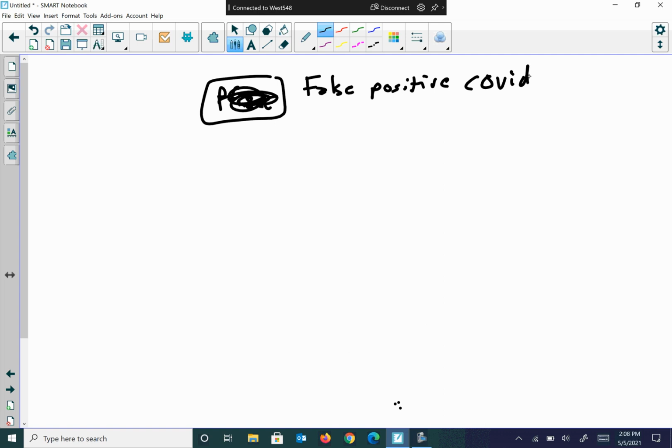What is the chance that a false positive comes up on a COVID test? Just Google it real quick. Just type in, what's the probability of a false positive on a COVID test? A false positive means you tested positive for COVID, but you don't have it. You're not sick. 20%? Ooh. It ranges from 0 to 30%. Okay, so let's keep the 20%. I like that.